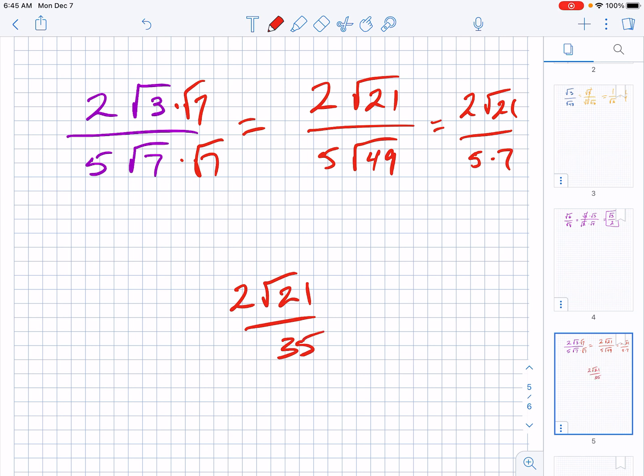And there we go. As long as I don't have a square root in the denominator, we're good. This is called rationalizing the denominator. Only rational numbers are supposed to be in the denominator of a fraction according to tradition.